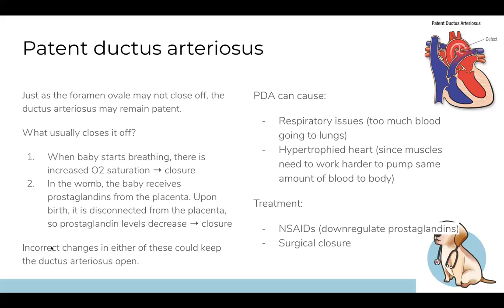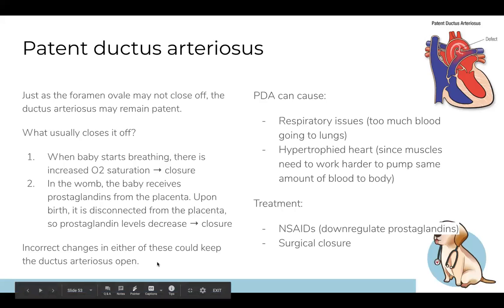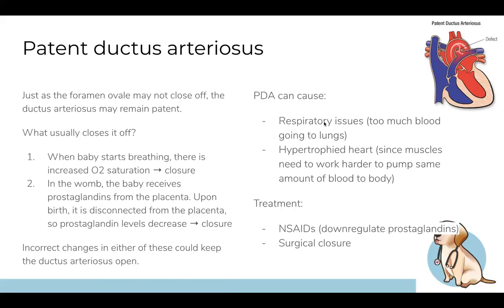But if either of these things aren't correct, so like the prostaglandin thing doesn't happen, that can keep the ductus arteriosus open. So that can actually cause a few more issues. You can have respiratory issues because you have too much blood going to your lungs, or you can have heart hypertrophy. So hypertrophy is when it gets bigger. Since you're trying to pump things to your body, but it keeps being lost to the pulmonary circulation, in order to get the same amount of blood out to your body that you want, your heart needs to work harder, it needs to pump more, so these muscles get big, hypertrophy.